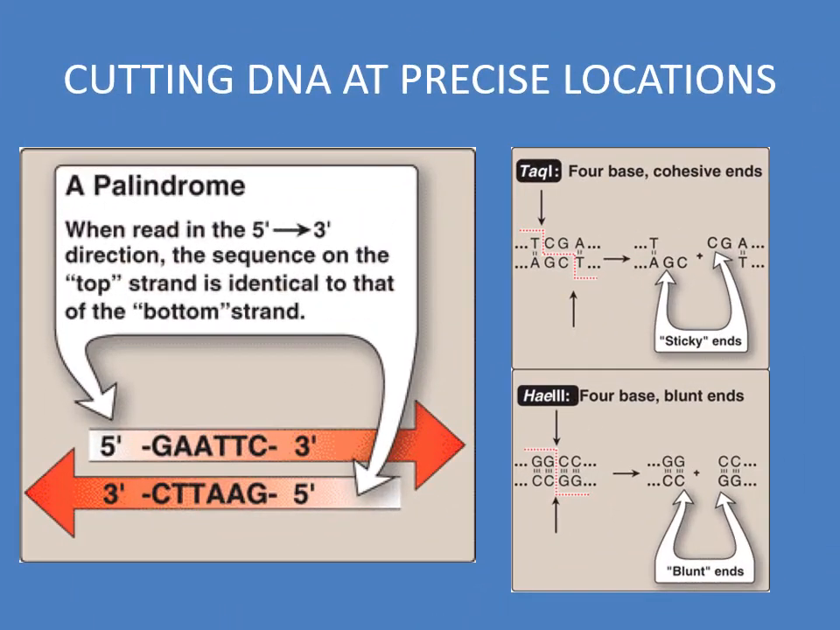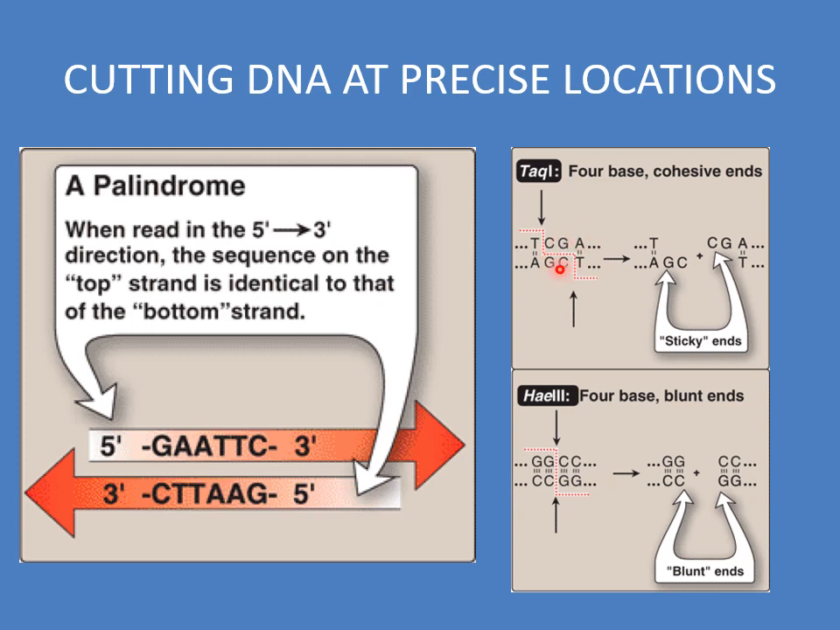Here we have to know a term known as palindrome. So what is a palindrome? When read in the 5' to 3' direction, the sequence on the top strand is identical to that of the bottom strand. So here, when we read from 5' to 3', the sequence is GAATTC. And in the bottom strand also, when we read from 5' to 3', it is the same, GAATTC. So this type of sequence is known as palindromic sequences. Usually these types of sequences are recognized by the restriction endonuclease enzymes.